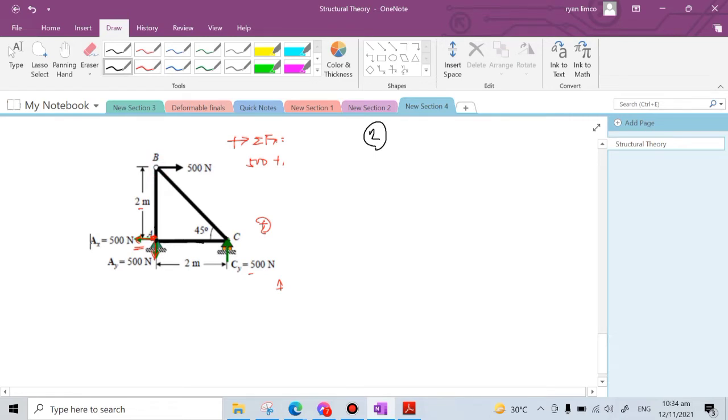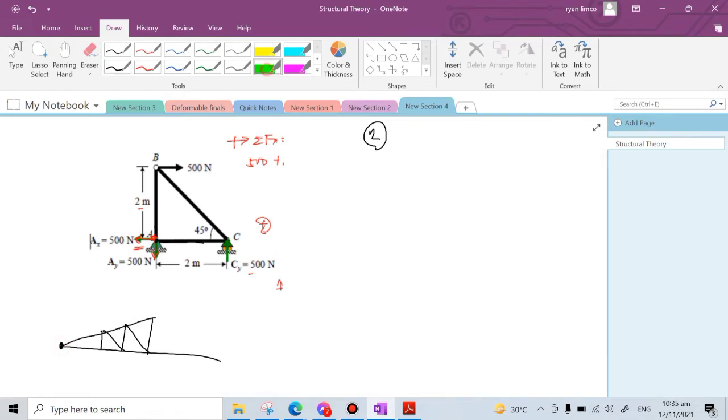Kasi pag medyo madami na yung members ng trusses, doon tayo nagkakaroon ng problema kung saan tayo mag-uumpisa. No? Kasi kung ganito, let's say ganyan. Pag nag-start ka dito, it's okay. Kasi ang unknown mo ay ito at ito.